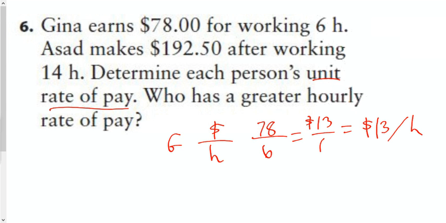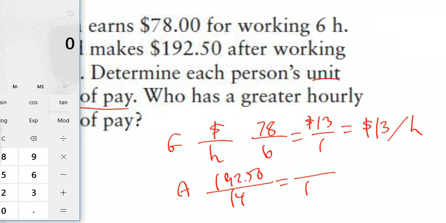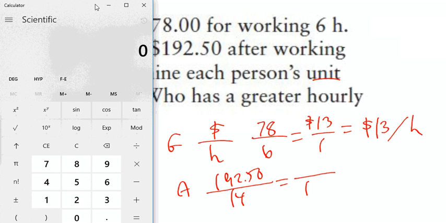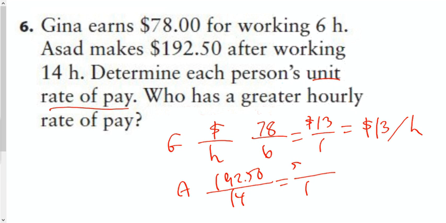Where Assad makes $192.50 for 14 hours. This one I'm not quite as good at in my head. Who am I kidding? We're going to go 192.5 divided by 14. So Assad makes $13.75 per hour. And therefore, now that we have it broken down into a unit rate, it becomes clear that Assad makes 75 cents more per hour.